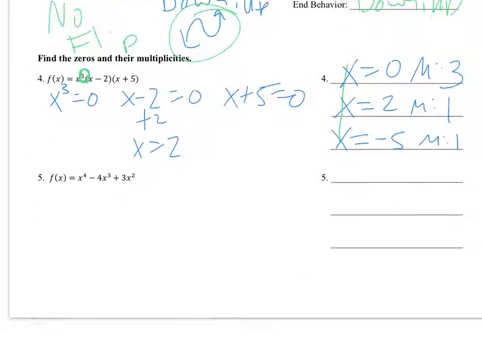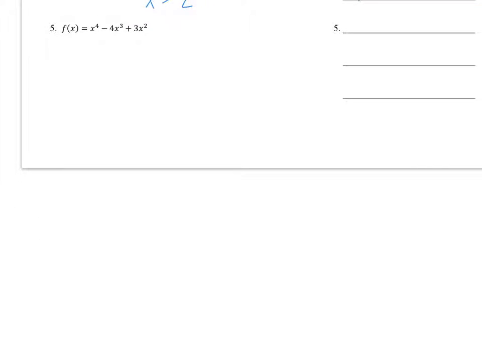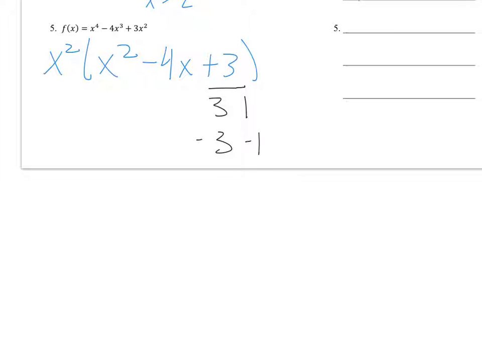Next one I actually have to factor. So first I'm looking, they all have an x squared in common. So I can take out an x squared, leaving me with this. So I'm looking for the factors of 3 that also add to get negative 4. So both 3 and 1 and negative 3 and negative 1 multiply to get 3. But these two add to get negative 4. So I have my x squared out in front, and then I can break it up: x minus 3, x minus 1.